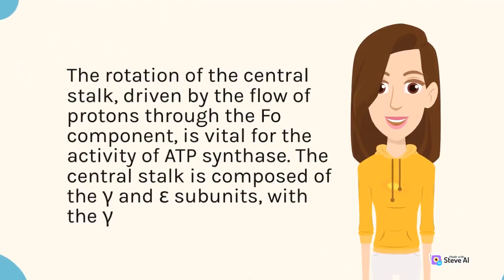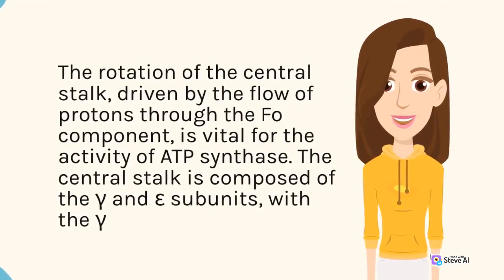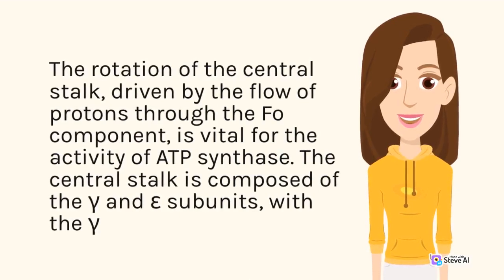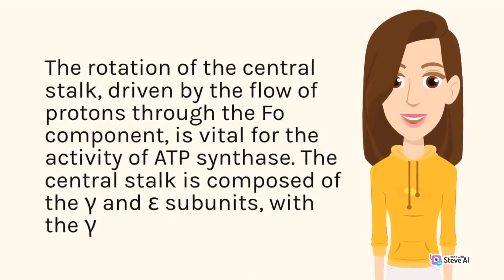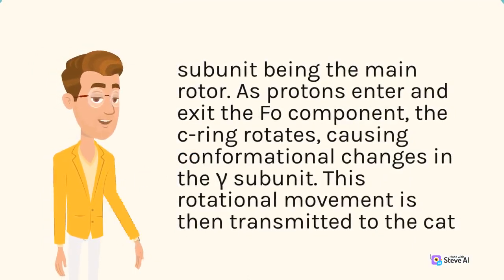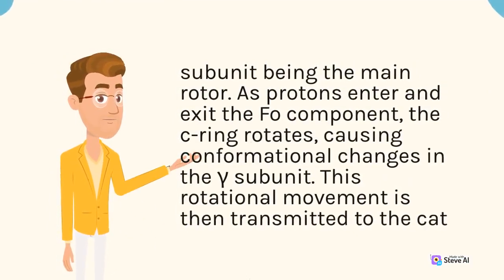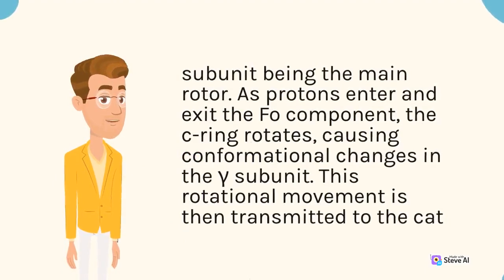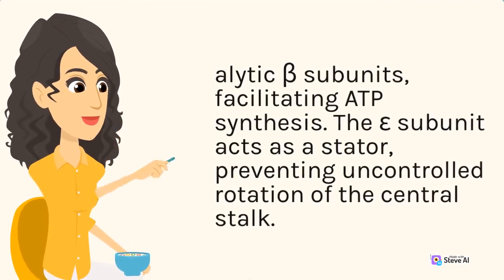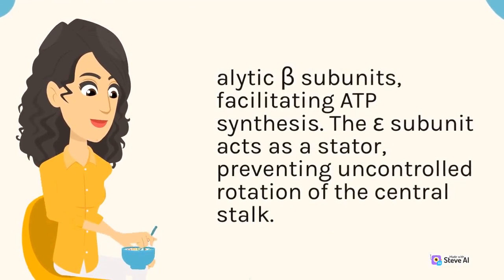The rotation of the central stalk, driven by the flow of protons through the Fo component, is vital for the activity of ATP synthase. The central stalk is composed of the gamma and epsilon subunits, with the gamma subunit being the main rotor. As protons enter and exit the Fo component, the c ring rotates, causing conformational changes in the gamma subunit. This rotational movement is then transmitted to the catalytic beta subunits, facilitating ATP synthesis. The epsilon subunit acts as a stator, preventing uncontrolled rotation of the central stalk.